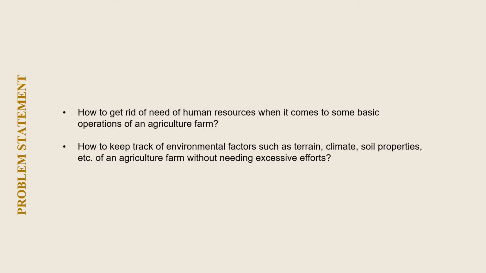First, how to get rid of the need for human resources when it comes to some basic operations of an agriculture farm. Second, how to keep track of environmental factors such as terrain, climate, soil, and properties of an agriculture farm so that it won't affect the production. That's all for the problem statement. Now let's move on to the literature review.